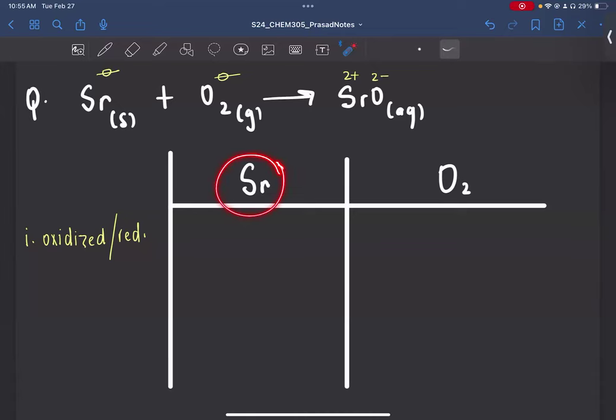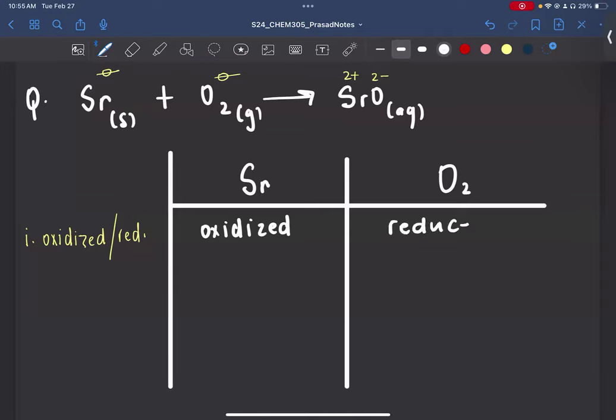Looking at strontium. Strontium starts at zero and ends up 2+. Is this gain or loss of electrons? Loss. And if you've lost electrons, according to OIL, it is oxidized. Once you've figured out one, process of elimination tells you that the oxygen is reduced. Right? That's the beauty of this. They have to both occur. If you know one is oxidized, that must mean the other is reduced.